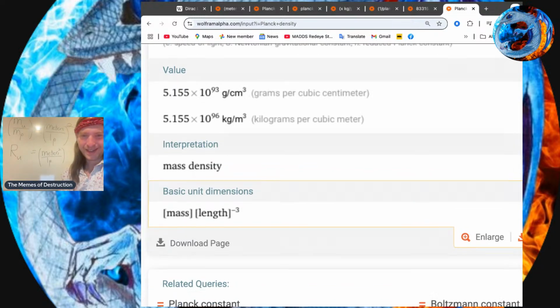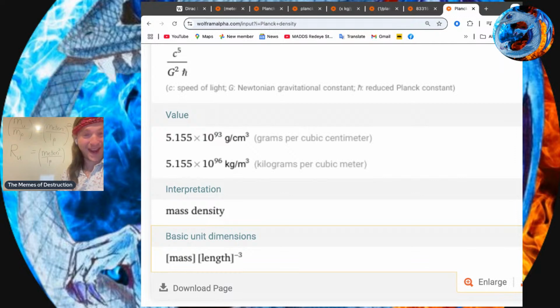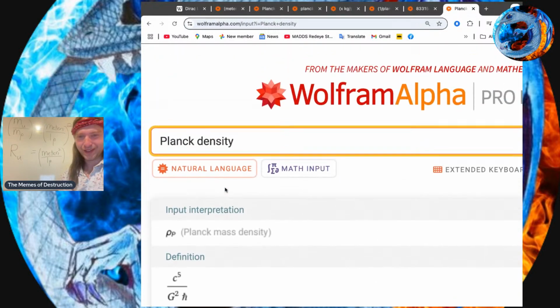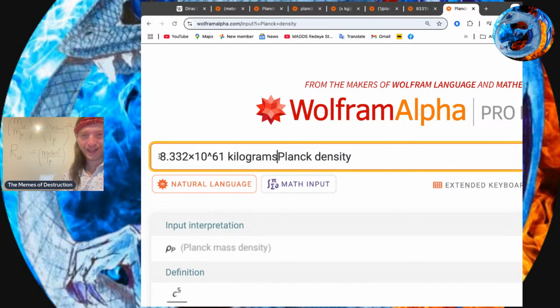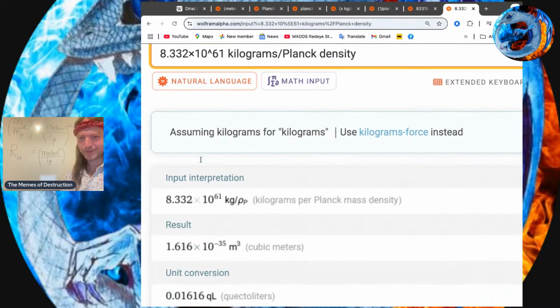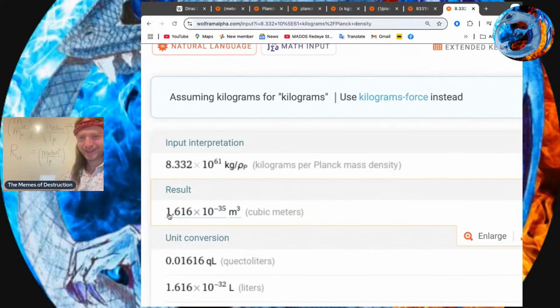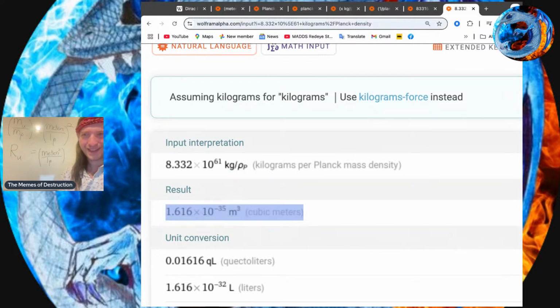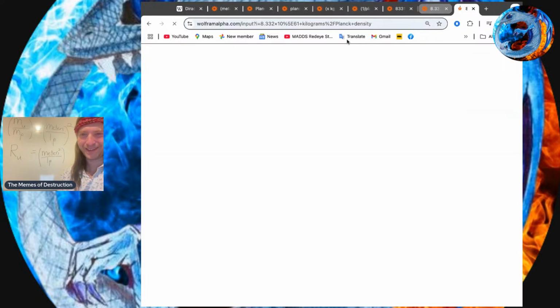Okay. All right. That is a ginormous number. So what happens if we take a really large number and we divide it by the Planck density? Does anything interesting happen? Wait a second. 1.616. That number looks very familiar. Let's take this number. Does this number mean anything to us?